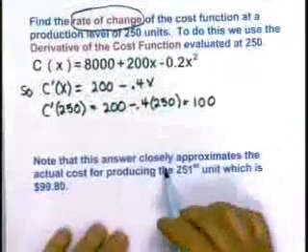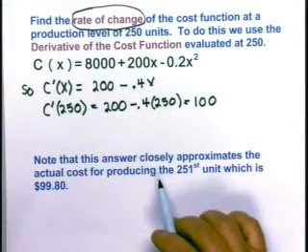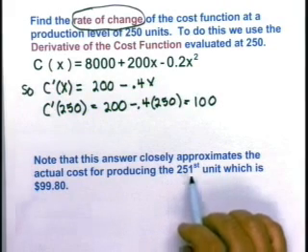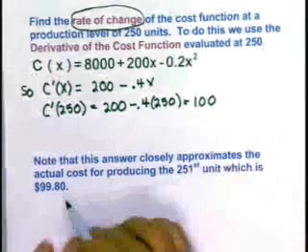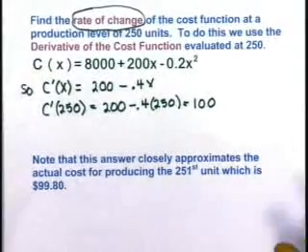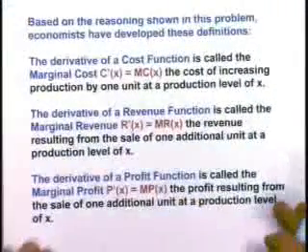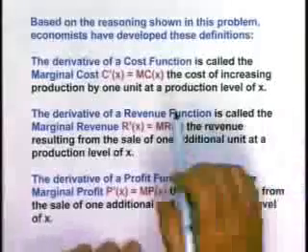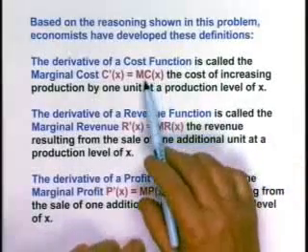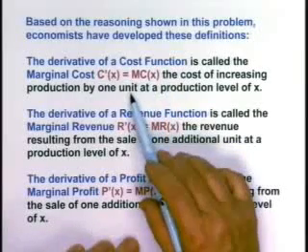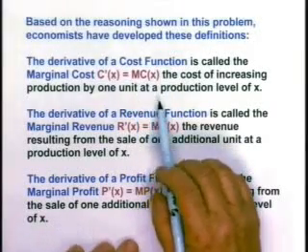Notice that this answer closely approximates the actual cost for producing the 251st unit, which we obtained, $99.80. Based on this type of reasoning, economists have developed these definitions. The derivative of a cost function is called the marginal cost, and it is the cost of increasing production by 1 unit at a production level of x.